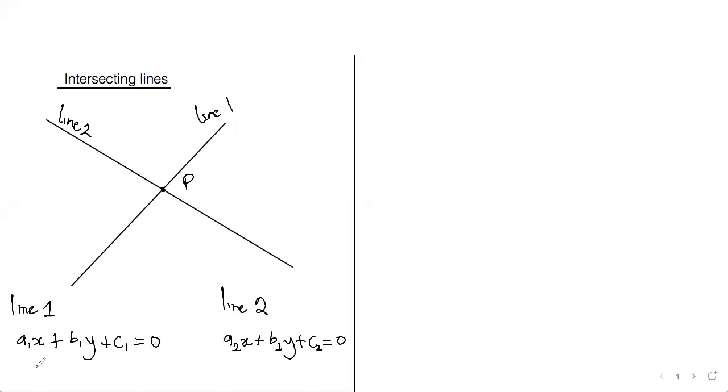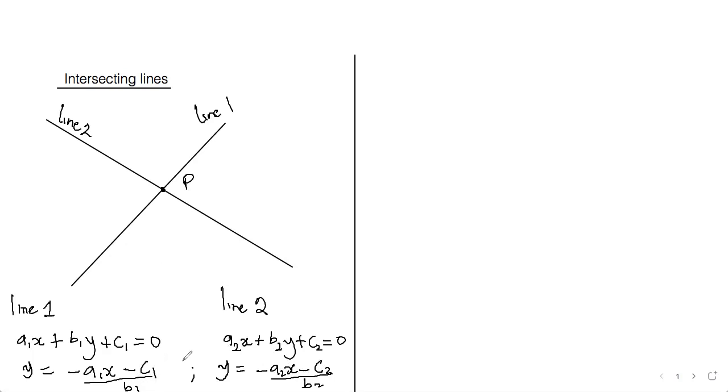So if I make y the subject of the formula here, I will have y equals, I move this one to the other side, minus a1x minus c1, then all over b1. Then if I make y the subject of the formula here as well, y will be minus a2x minus c2 all over b2. So just to write it in the standard form that we know, y equals mx plus c.